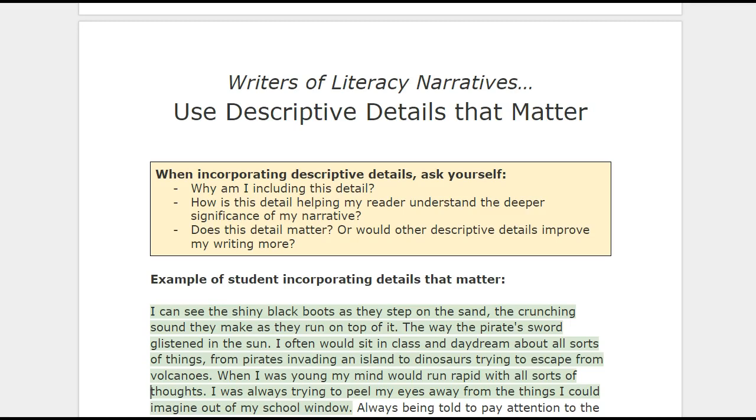How are these details helping my reader understand the deeper significance of my story? And ask yourself, does this detail matter? Or maybe would another descriptive detail improve my writing more?